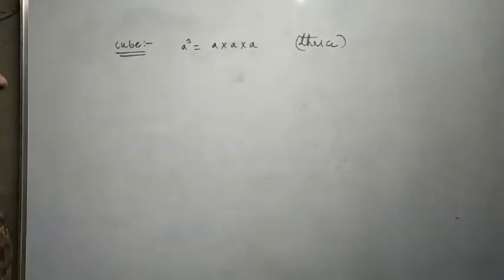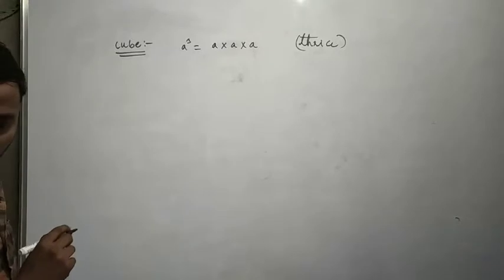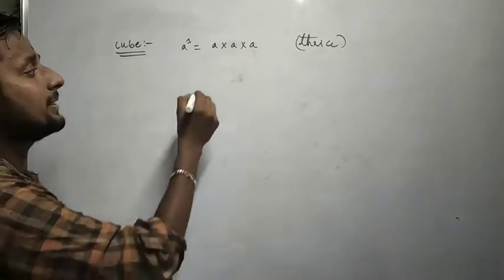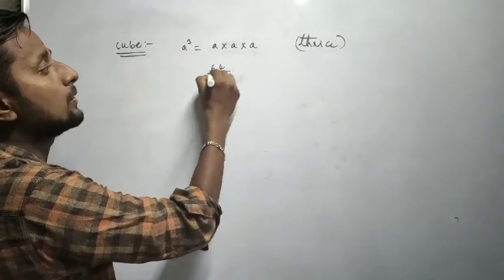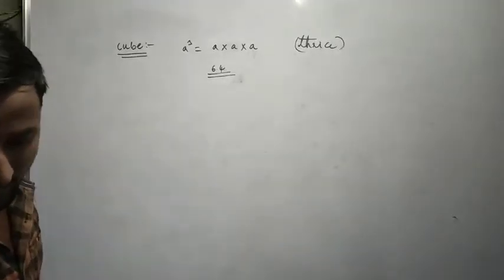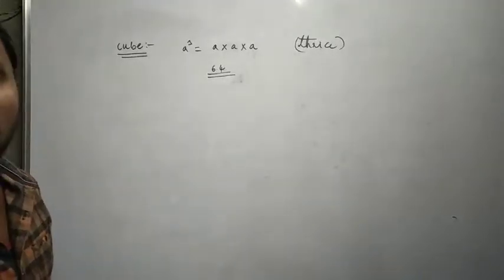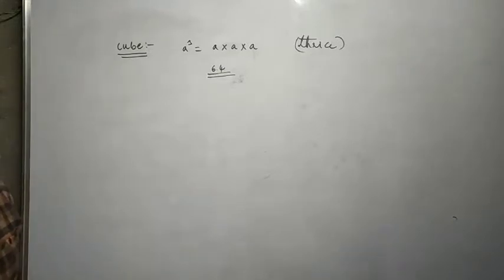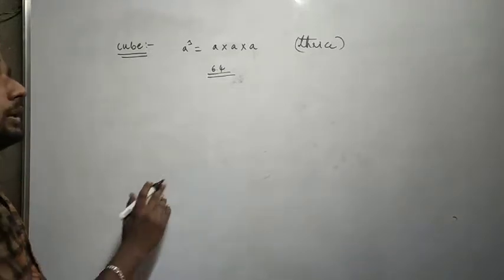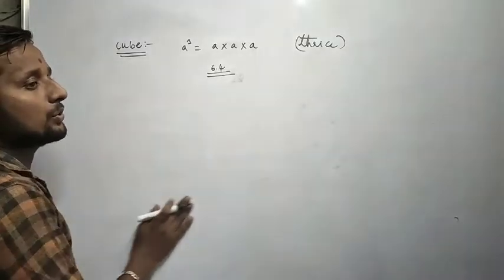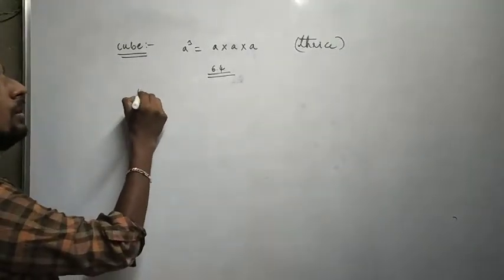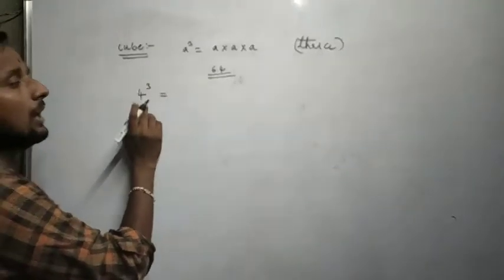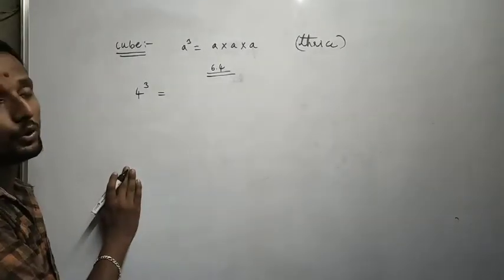Now here, exercise 6.4 is asking a few problems to solve. First bit, find the cubes of the following numbers. It is asking to find the cubes. Okay, so just for example I'll show. For example, it is asking us to calculate 20 cube, 4 cube.